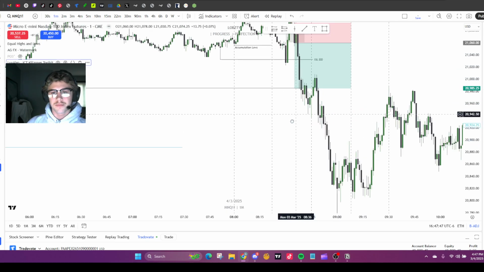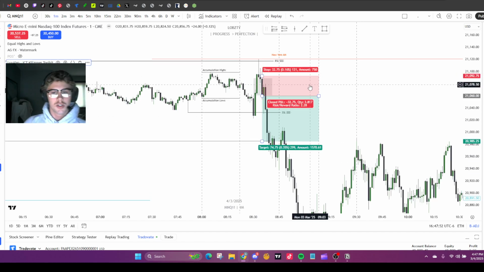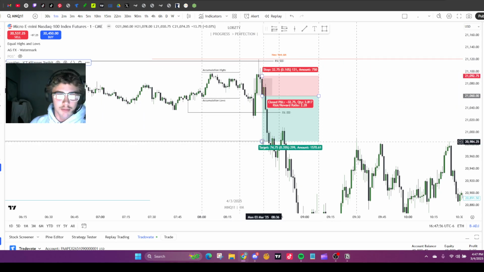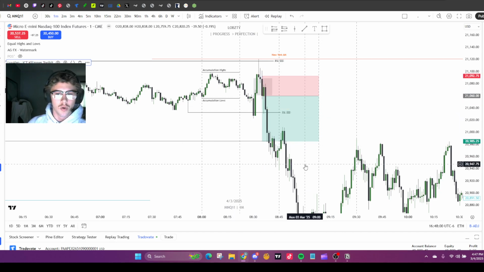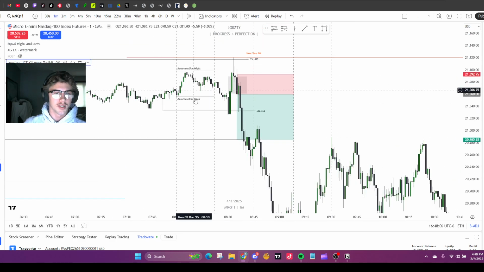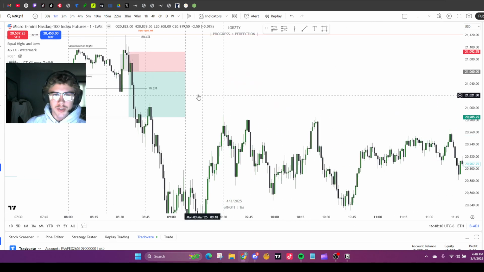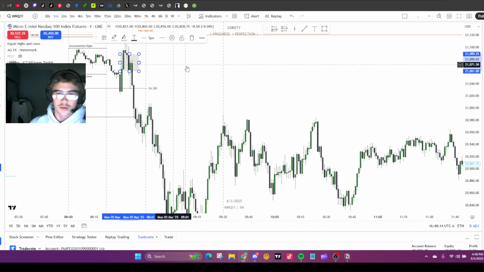That's something I need to start doing, which is time-based runners. If this is supposed to be my manipulation and we're supposed to distribute, and we're literally hitting my TP in the manipulation, we already Judas swung. It's not a bad idea to hold runners until at least the distribution's over, especially during this quarter, because this quarter is supposed to expand so much at market open. So I didn't take that trade, and got broke even off some bull crap to me.